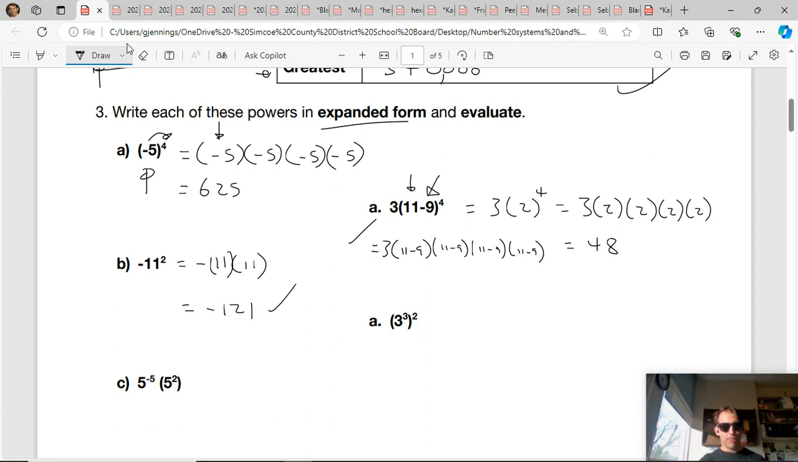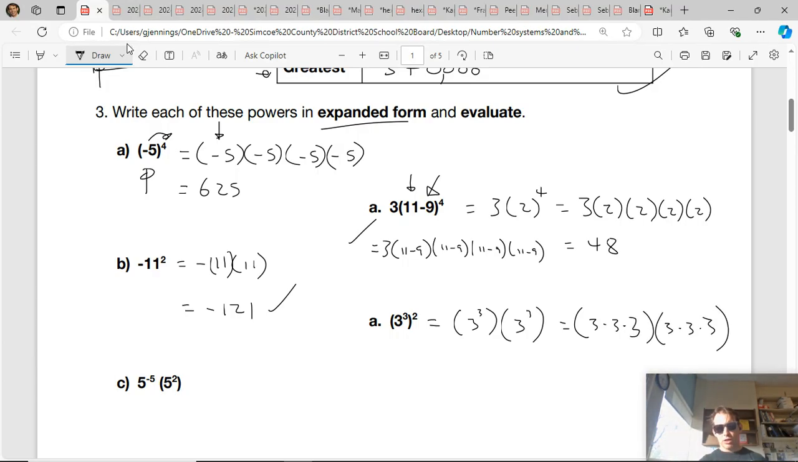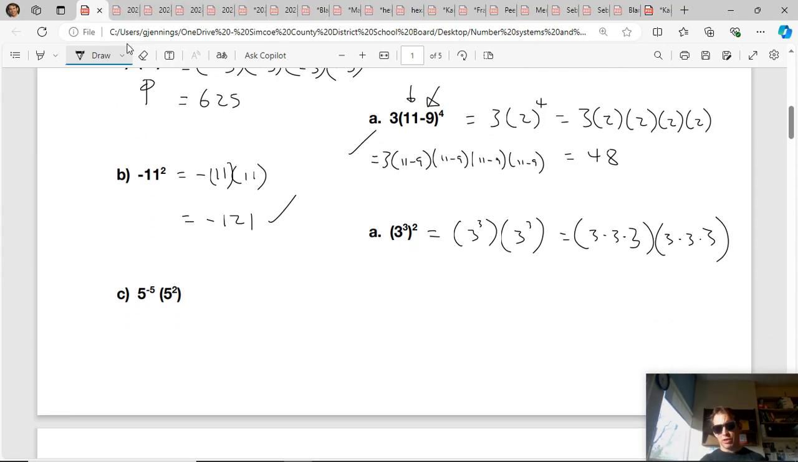Boom. Okay. This one I might expand twice. Maybe I say that this is 3 to the 3 times 3 to the 3. But I could keep expanding. That's 3 times 3 times 3 times 3 times 3 times 3. 6 threes multiplying. My goodness, that's 729. Okay. All right. Let's go.